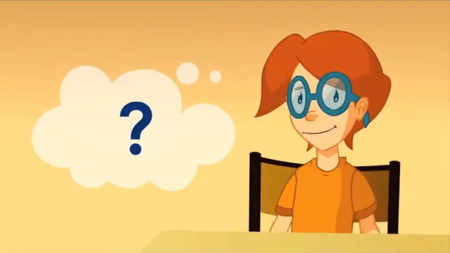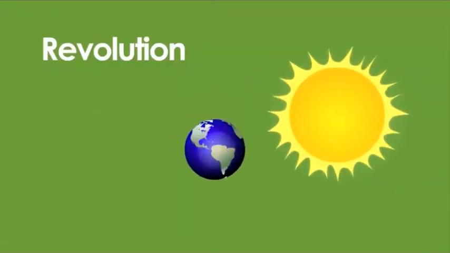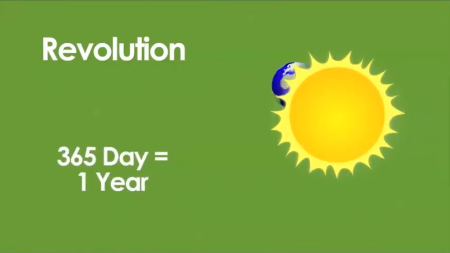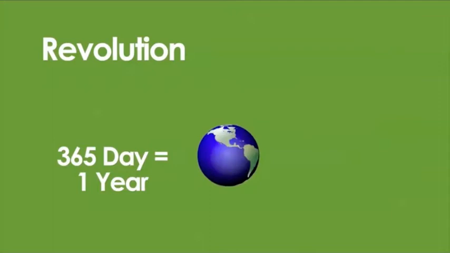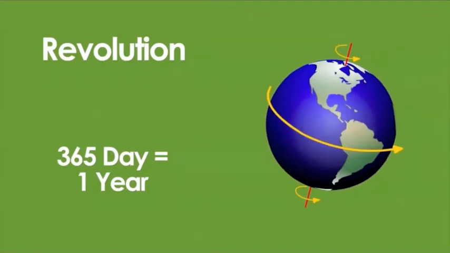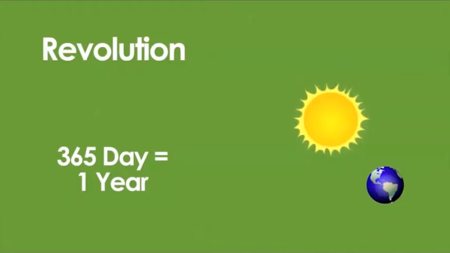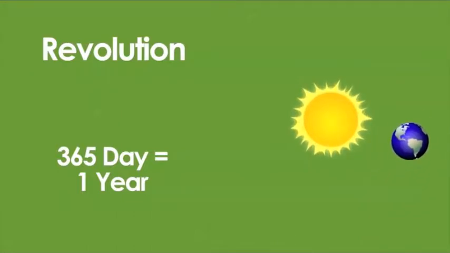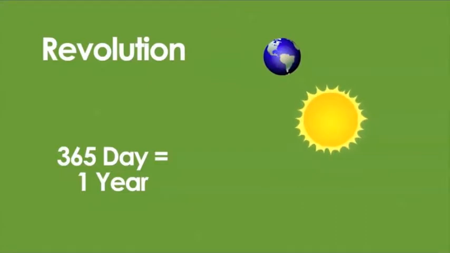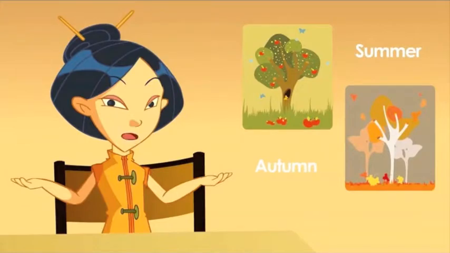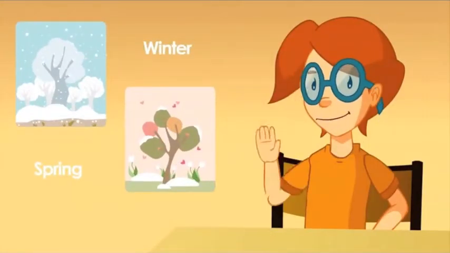What about revolution? What's it? Revolution is the movement of the Earth around the sun in its orbit. It takes the Earth a whole year to complete this movement. While the Earth revolves around the sun, it changes its tilt. So, during some months, the northern hemisphere receives more energy from the sun than the southern. Then, during the other months, the effect is reversed. This variation in the climate results in the different seasons of the year, such as summer and autumn, and winter and spring. Very good, kids.